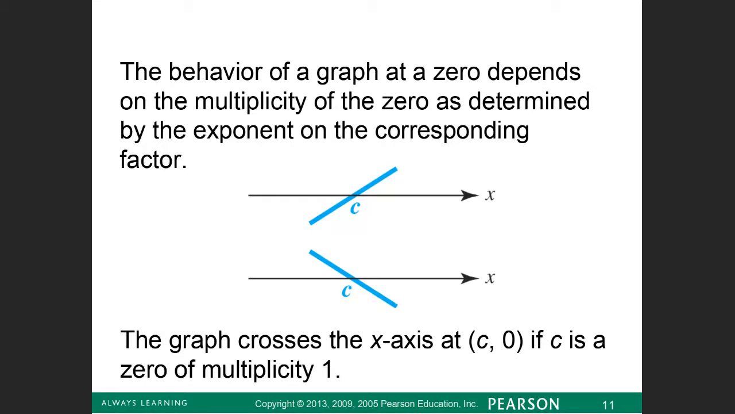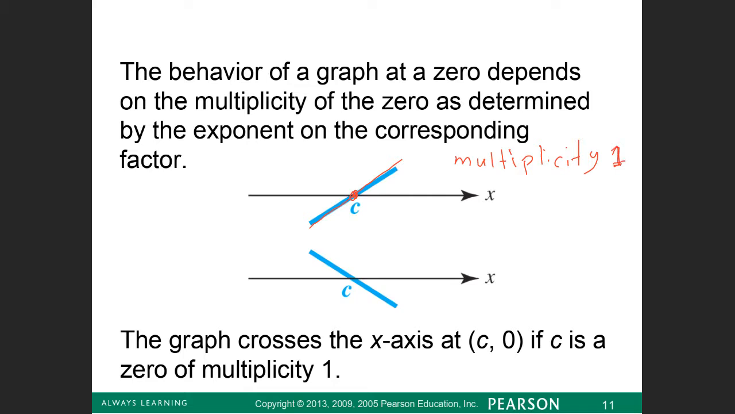Behavior at zeros. So here's the first one. When the curve is just passing through, like this, you will have a multiplicity of 1 for your equation. So that's the word used, multiplicity, 1 here, because you're just passing through.